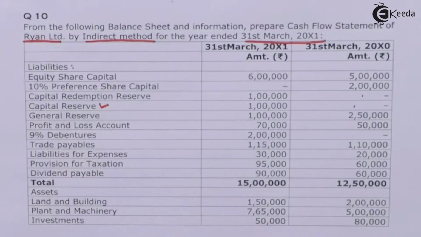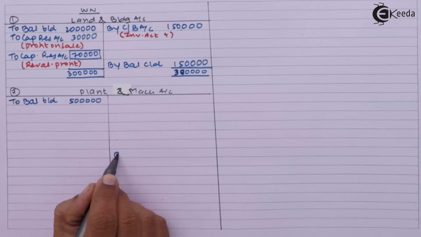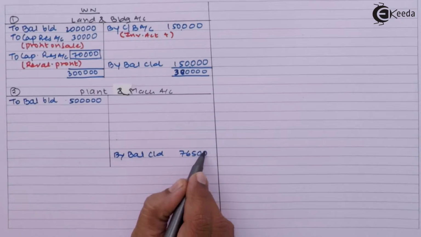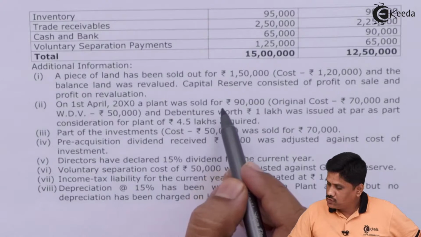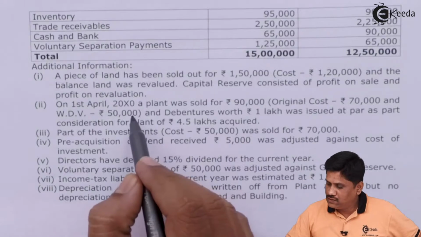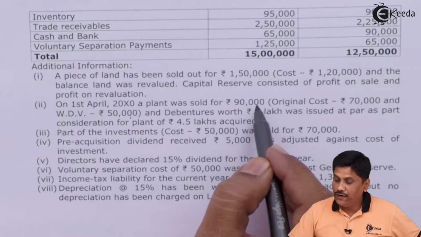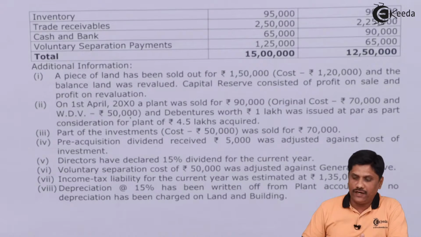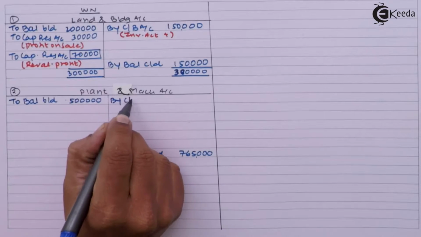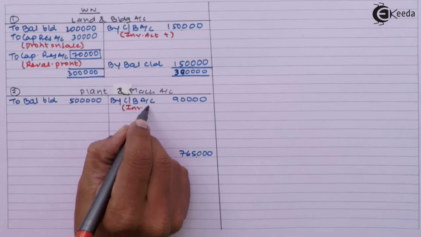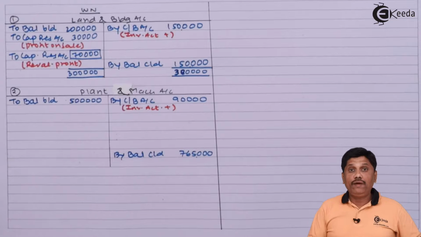So students, we can notice opening balance of plant and machinery 5 lakhs, closing balance is 7,65,000. Let's read. Plant was sold for rupees 90,000. Original cost 70,000 and WDV 50,000. We are concerned with the WDV. Okay, we have sold plant for how much? 90,000. So when you sell the plant, what will be your entry? Cash or bank account debit, plant account credit. To plant account we will credit by cash or bank. It will be added in investing activity.